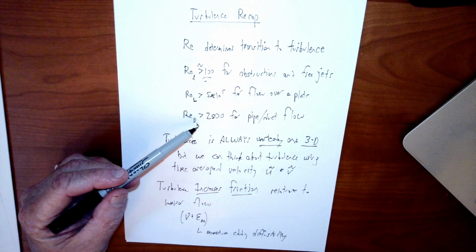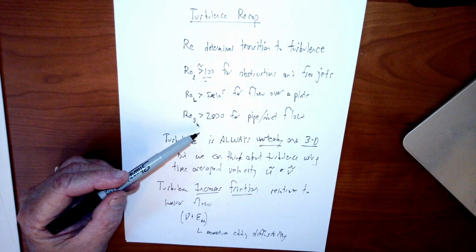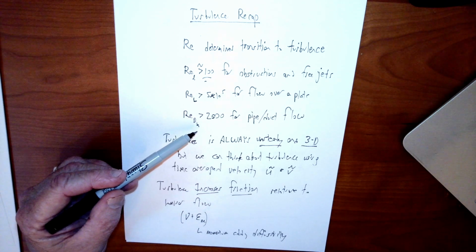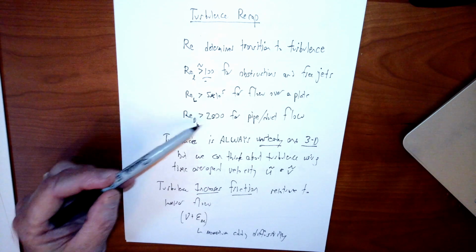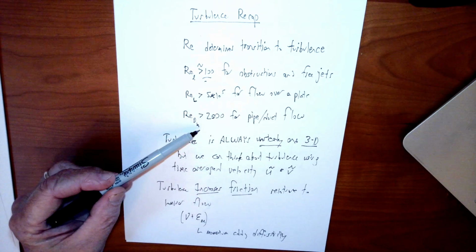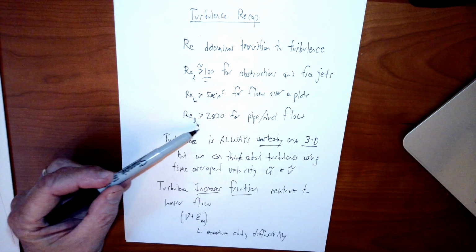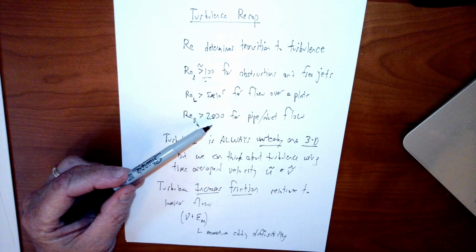When you have flow in a pipe or a duct, we see that turbulence tends to be suppressed because the walls of the pipe or duct, of course, prevent turbulence to some degree. They stabilize the flow. And the general rule is Reynolds number based on hydraulic diameter of 2,000 or greater, and you will have turbulence. The hydraulic diameter for a circular pipe is just D. So in the case of circular pipes, it's just Reynolds number based on diameter greater than 2,000 for that transition.